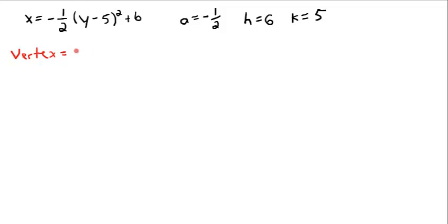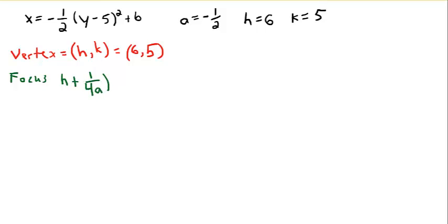And our vertex is H comma K, and then our H we said was 6, our K was 5, so that's our first information. We could find our focus, and then that's going to be H plus 1 over 4 times A, and that's going to be comma K.